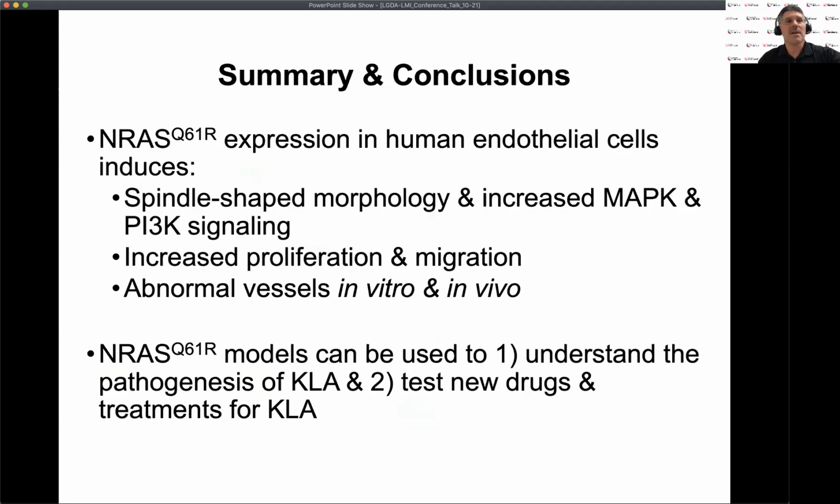So in summary, our studies showed that NRAS Q61R expression in human endothelial cells induced a spindle-shaped morphology, increased MAP kinase and PI3 kinase signaling, increased cell proliferation and migration, and these mutant NRAS cells formed abnormal vessels in vitro and in vivo. So in conclusion, our NRAS Q61R models can be used to, 1, understand the pathogenesis of KLA, and 2, test new drugs and treatments for KLA.